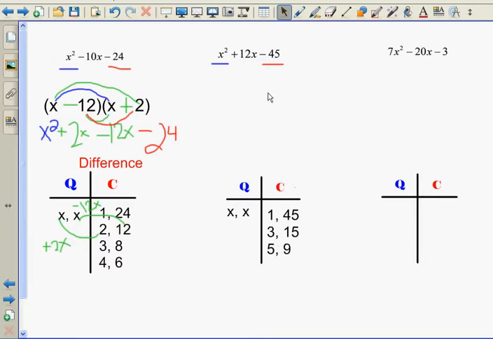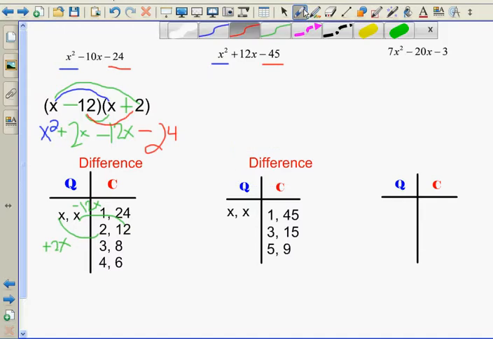Okay, now we need to figure out, first of all, this is a negative 45, so we know this is a difference table. So we'll be looking for a combination that have a difference of the middle term, so a difference of 12. So let me grab my pen. If we did 1 times x, that'd be a 1x, and 1 times x times 45, that'd be a 45x. But those have a difference of 44, so that's not going to be what we want. So let's get rid of that.